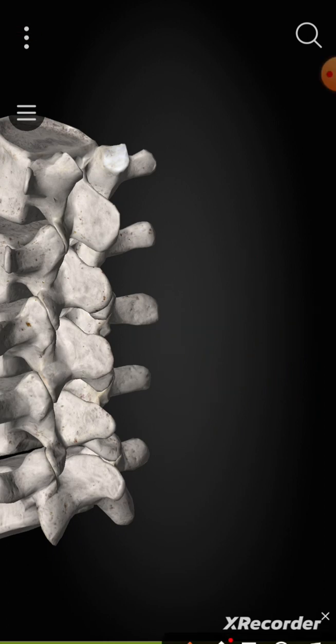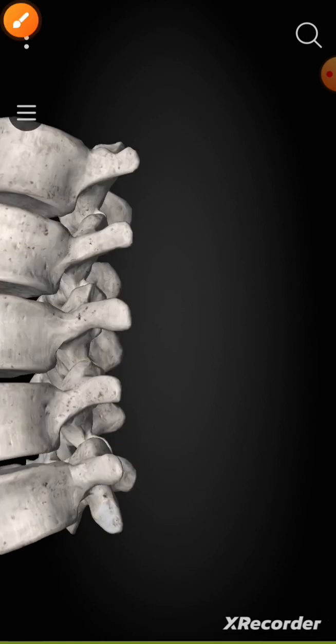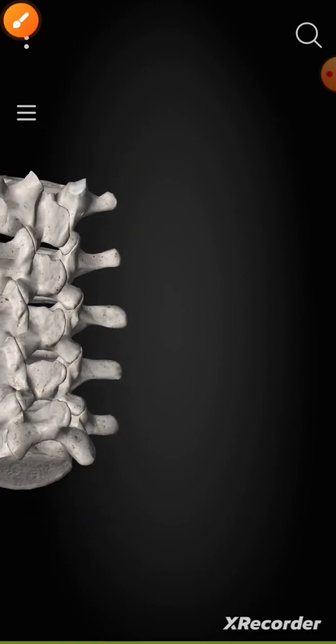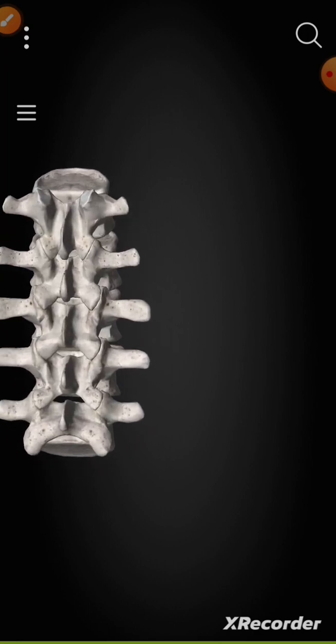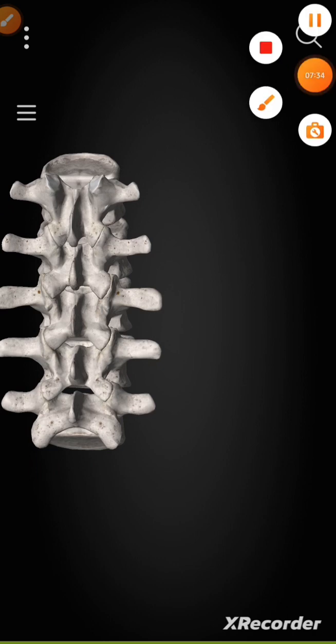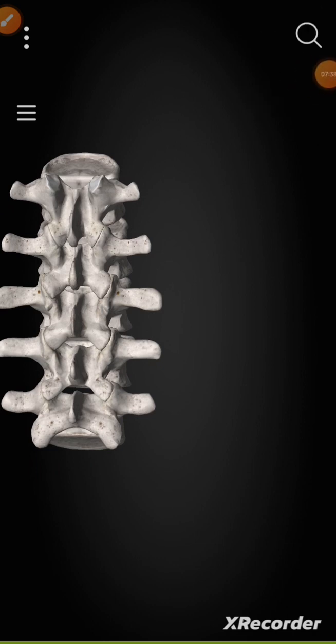Now the actual transverse process is in the form of accessory process. It is a bony elevation found in the posterior inferior. I will show you. Now the accessory process, the transverse process and mammillary process.